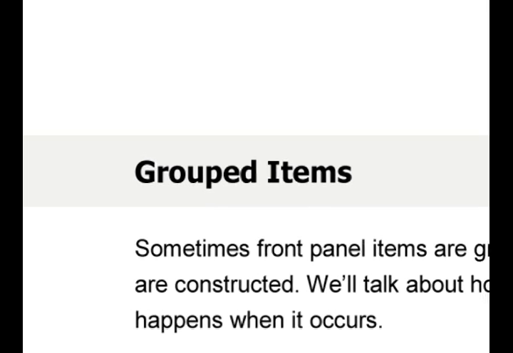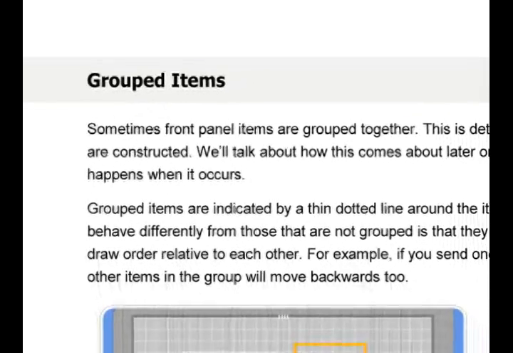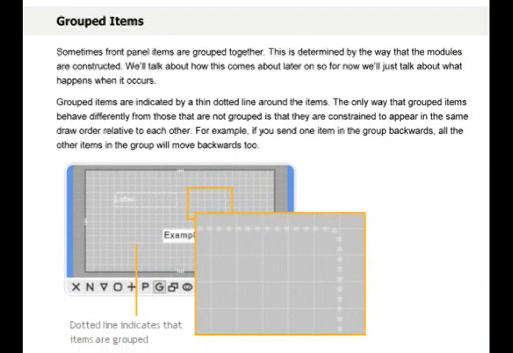Group items. Sometimes front panel items are grouped together. This is determined by the way that the modules are constructed. We'll talk about how this comes about later on. So for now, we'll just talk about what happens when it occurs.